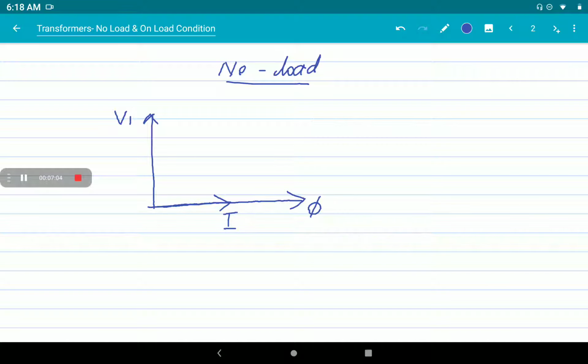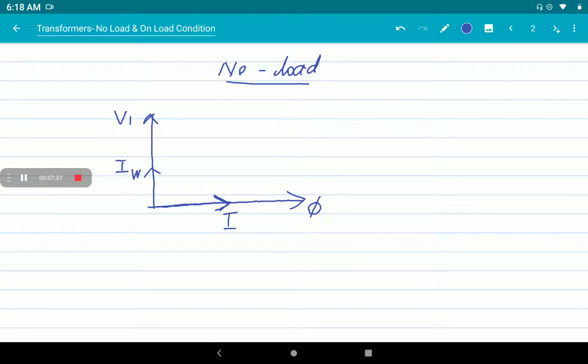So if it is a purely magnetizing component, actually the I0 has two components. One component will be in phase with V1 and one component will be in quadrature with V1. So the no load primary current I0 has two components. The one in phase with V1 is known as the active component or working component, and we represent it as IW.